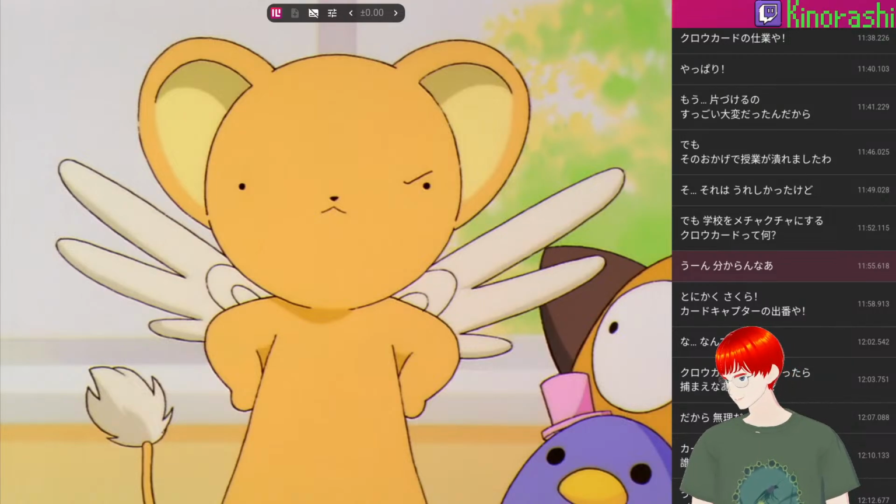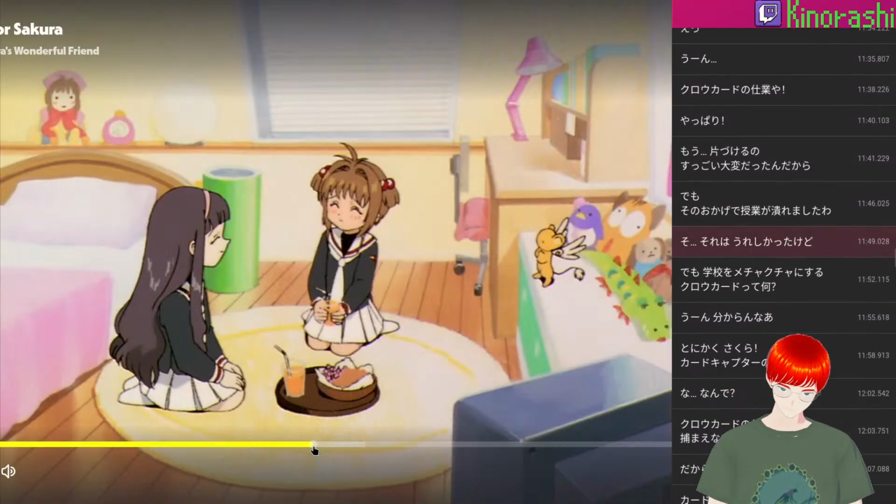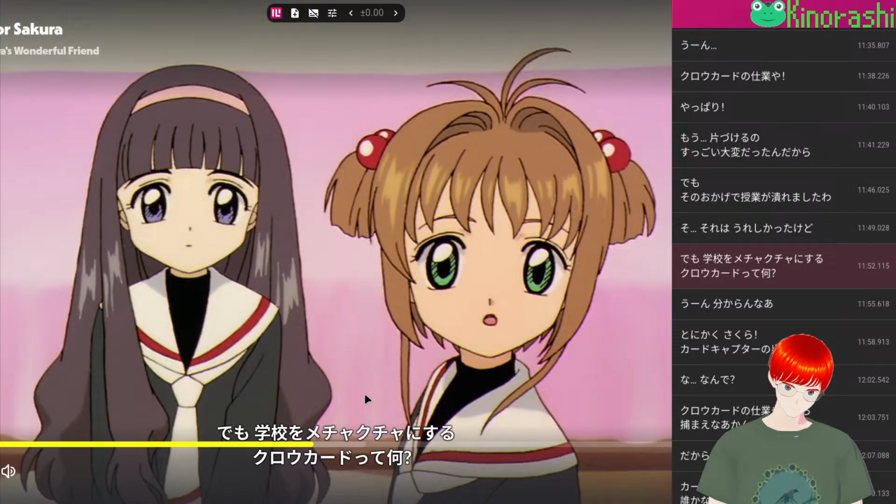I wonder if it's trying to say... Oh, I wonder if this is actually being used as a descriptor just for the Clow Card. So, turning the school into a mess Clow Card was said. Why? So why did you say the Clow Card turned the school into a mess?